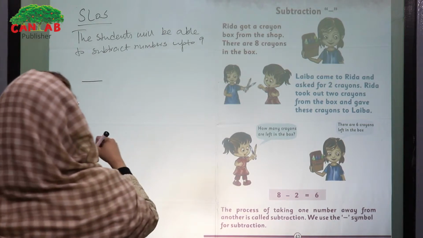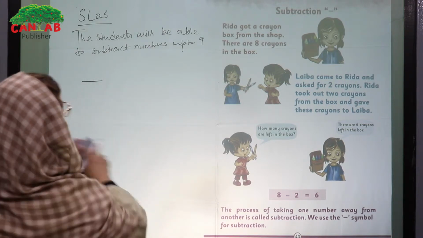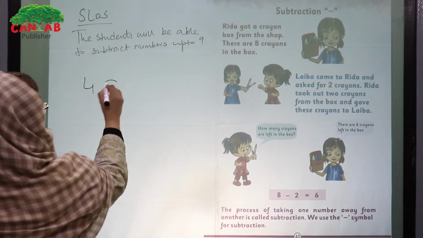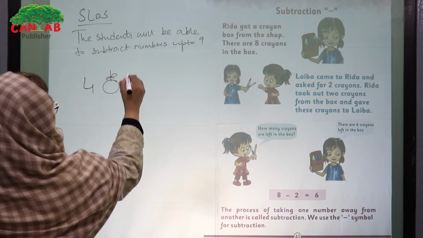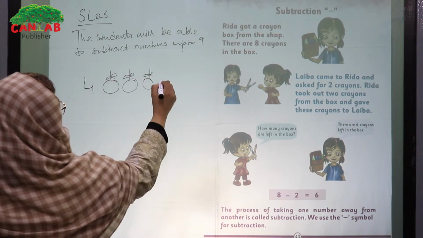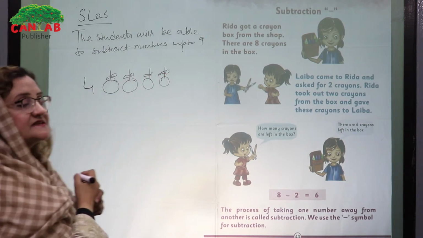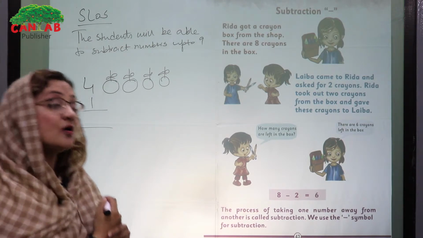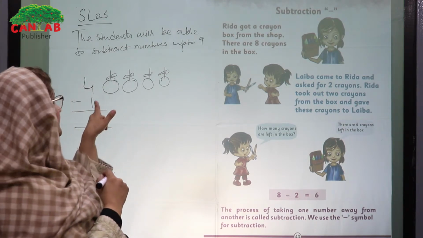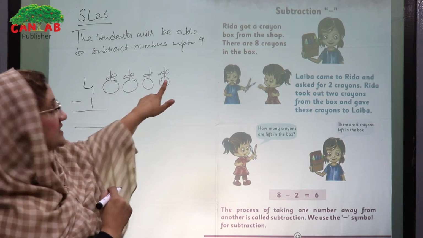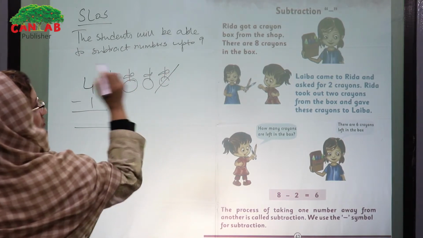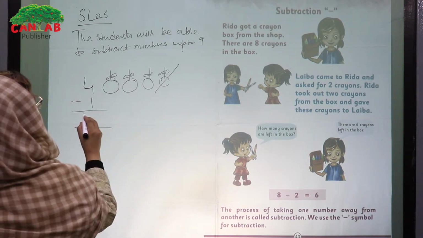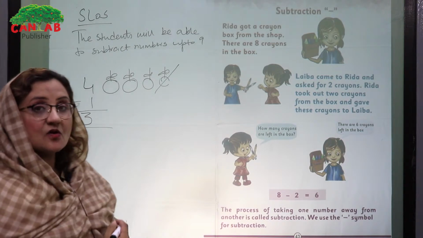For example, we can write down different questions. Ali has 4 oranges, and he has given 1 orange to his sister. Now, how many oranges are left with Ali? He has 1, 2, 3, 4, and he has given 1 to his sister. How many are left behind? 1, 2, 3. Ali is left with 3 oranges.